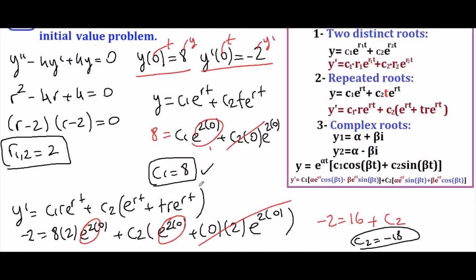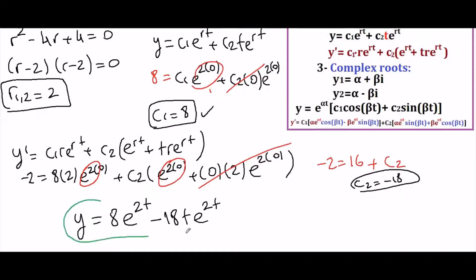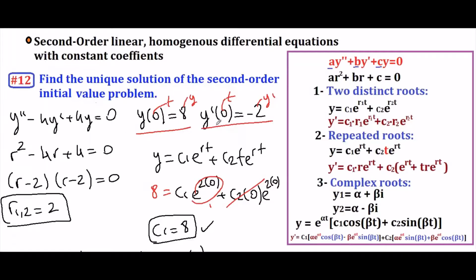Now we have C1, C2, R1 and R2 values, so we can write up our unique solution. Y is equal to C1, which is 8, e to the RT, plus C2, which is -18, t e to the RT. So this is our unique solution for this differential equation with these initial values. Let's do one more example.